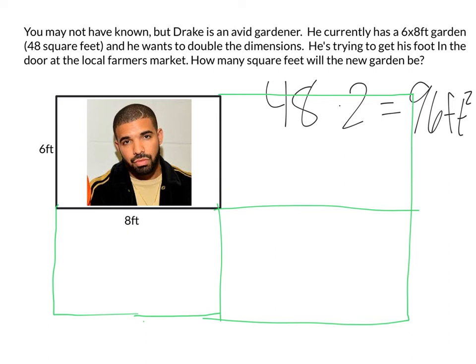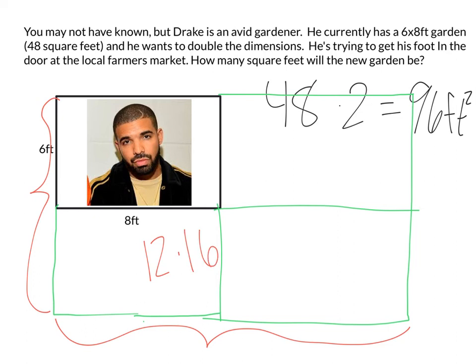Because it's going to be 12 feet. This guy's going to be 12 feet, and this guy's going to be 16 feet. 12 times 16 feet is going to give me 192 feet squared. Really, he's quadrupling the area when he doubles his dimensions. That is important, people. Okay? He's actually quadrupling the area when he doubles the dimensions.